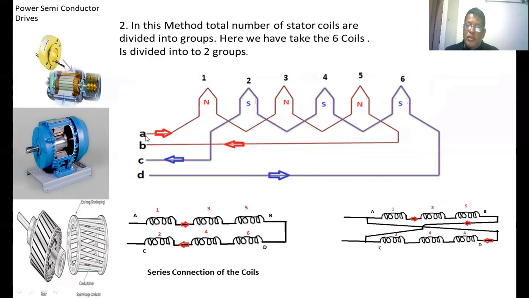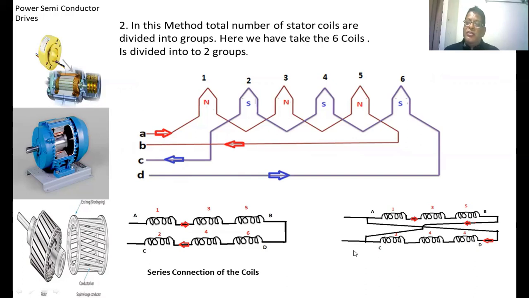Here in group 1, the current is entering into the A terminal. Here also the current is entering into the A terminal and leaving from the B terminal. But when you come to the second group, the current is entering into the D terminal and leaving from the C terminal. So without changing the direction of the current in the grouped coil, we can connect these grouped coils in two different manners. One is the series connection, another one is the parallel connection.